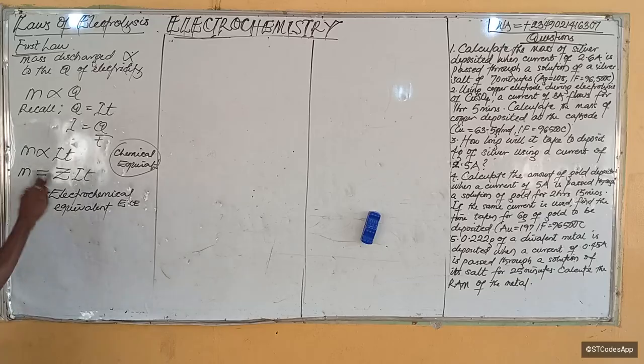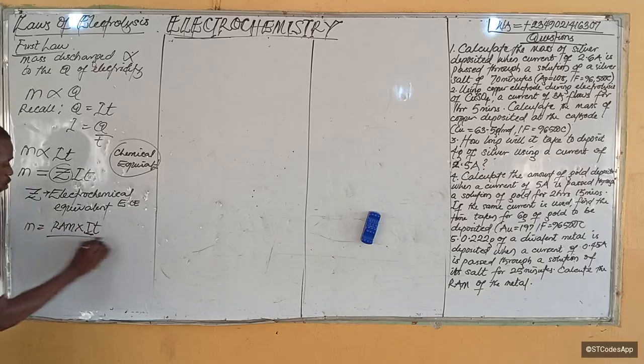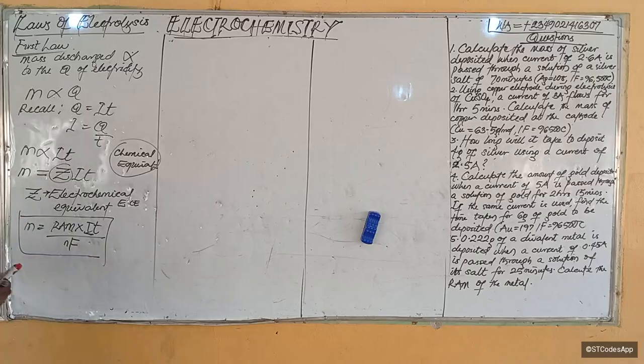Now, using the formula approach, the electrochemical equivalent, Z, is the mass discharged, that is the RAM of the metal that will be discharged, times the quantity of electricity passed through it, over the number of moles of Faraday, that is the number of moles of electrons that is used. Okay, this is the formula. But I'm not teaching you the formula method yet. I'll teach you how to use the formula directly though.